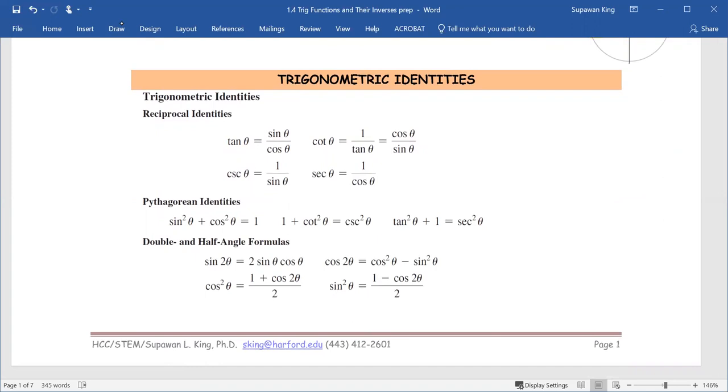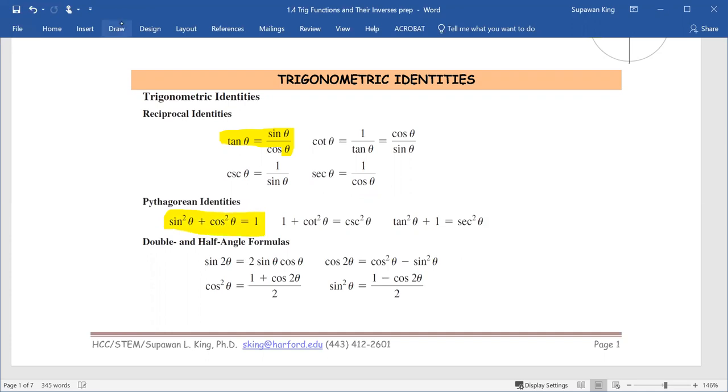Trigonometric identities. The reciprocal identities, for example, tangent theta is sine over cosine, or cotangent is 1 over tangent, which is cosine over sine. The cosecant is 1 over sine theta. Secant theta is 1 over cosine theta.